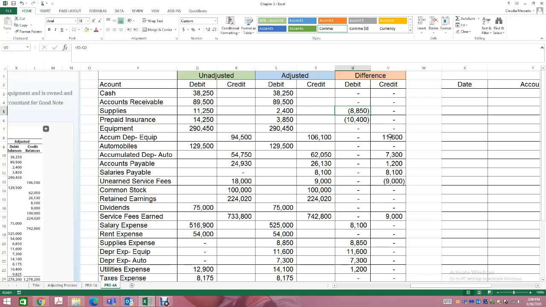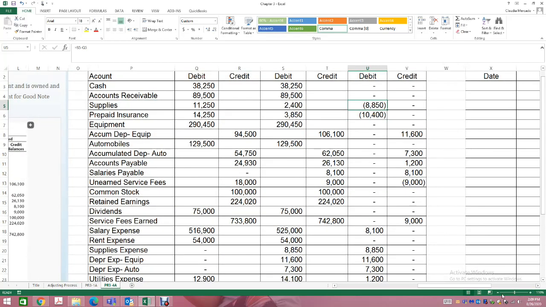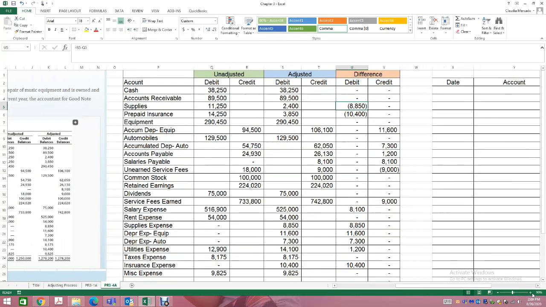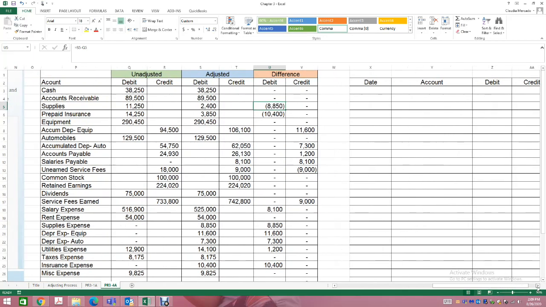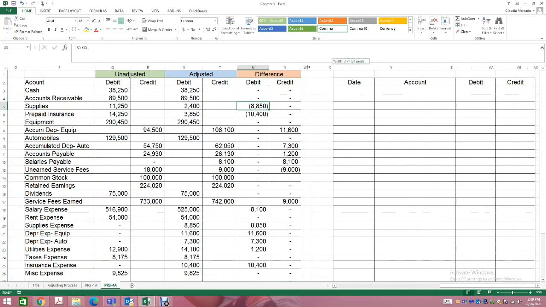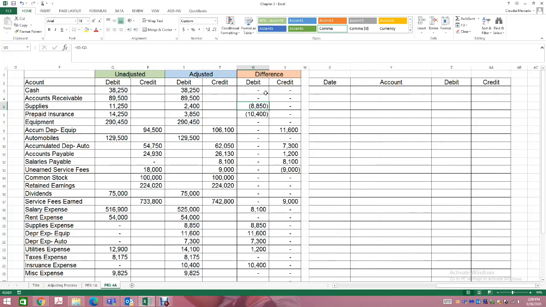Okay. So now what I'm going to do is we have to record that entry for the supplies. Well, what happened to the supplies? Well, the supplies got used up during the month. Okay. So we're going to focus only on the ones that have differences. Okay. So I notice here that I have a difference of $8,850. So my supplies went down. They decreased from 11,250 to 2,400. Okay, so that's a decrease of 8,850.